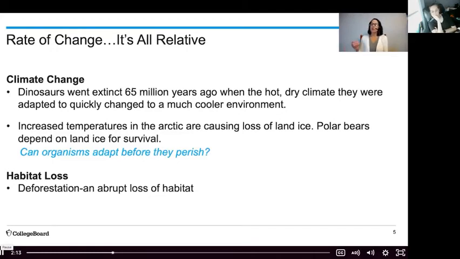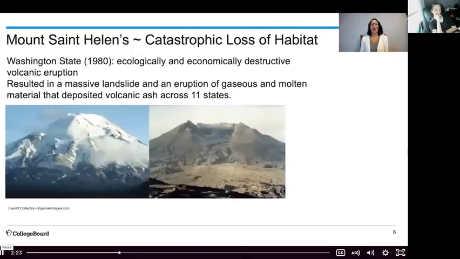That's another big disruption that can happen on different time scales. We can have deforestation that causes a very abrupt loss of habitat, or I can have an example of the catastrophic loss of habitat. And a great story to illustrate that point is the eruption of Mount St. Helens in Washington State in 1980. It was an economically and ecologically very destructive volcanic eruption. You can see in the image on the left what Mount St. Helens looked like before the volcanic eruption.